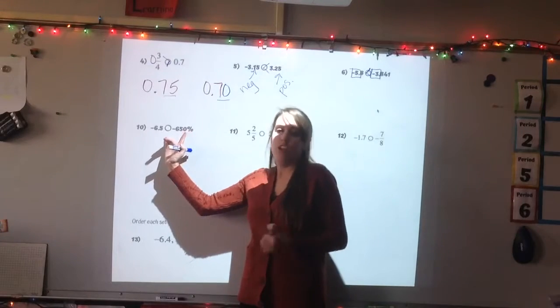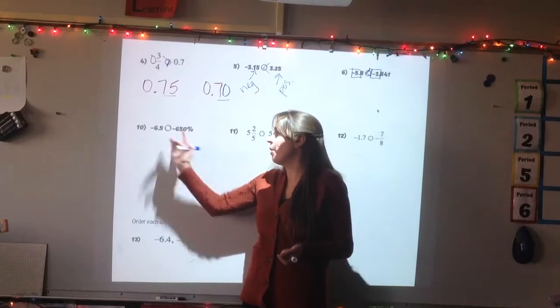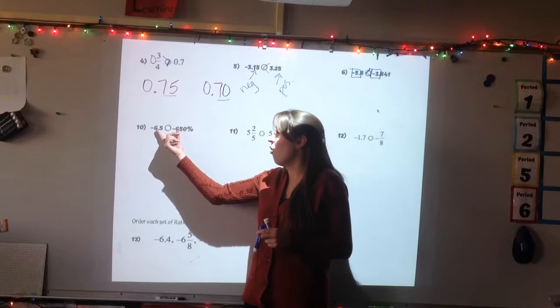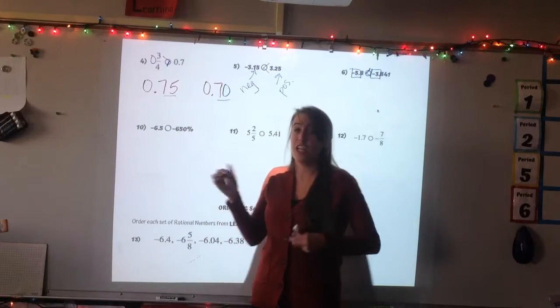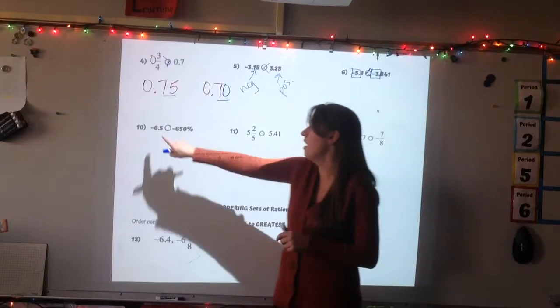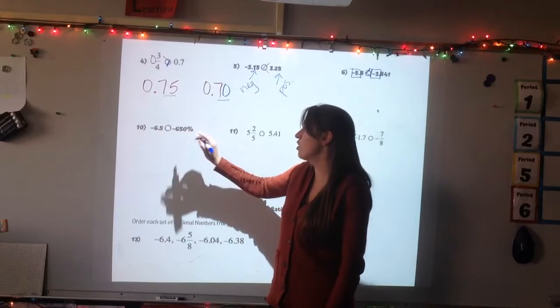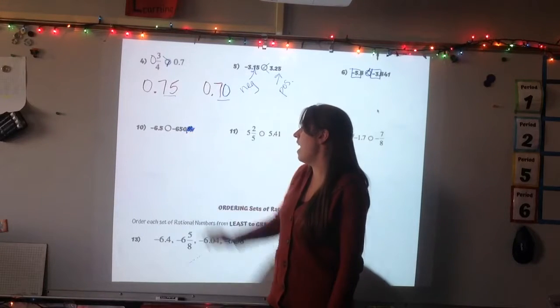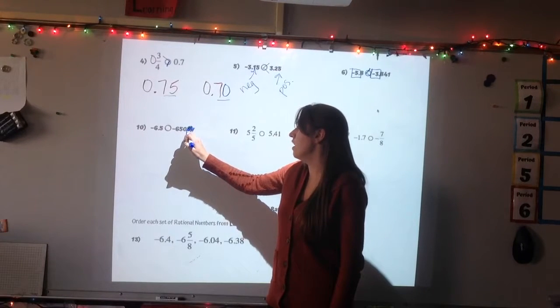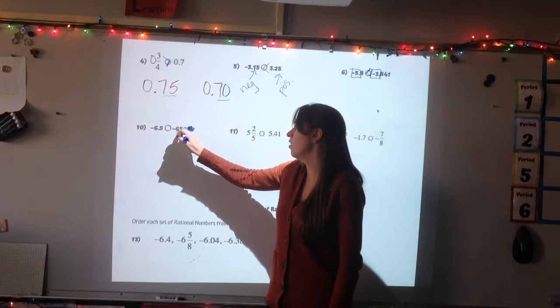Number 10, again, do they have opposite signs? Nope, they're both negatives. Do they have different whole numbers? Well, right now it might be hard to see, so I'm actually going to convert it into a decimal right away. This one's already a decimal. To turn a percent into a decimal, I'm ignoring the percent sign, adding the decimal point, and moving it twice to the left. Once, twice.